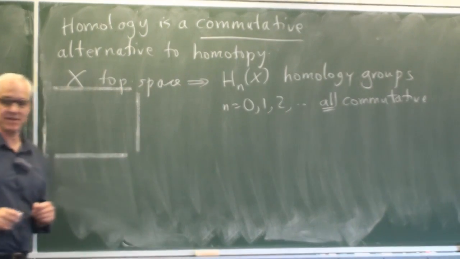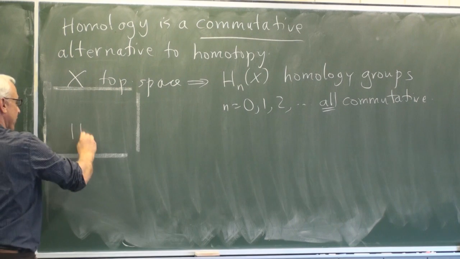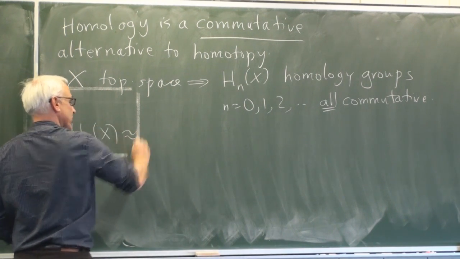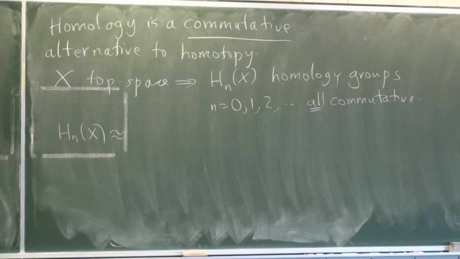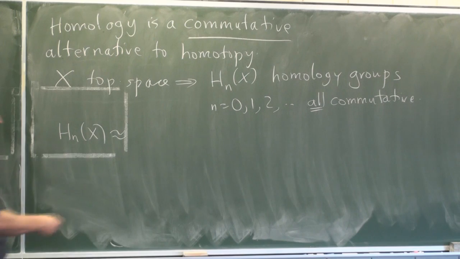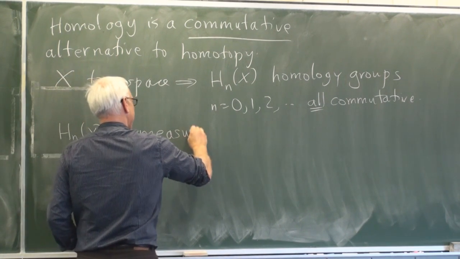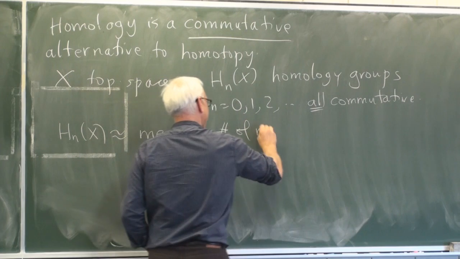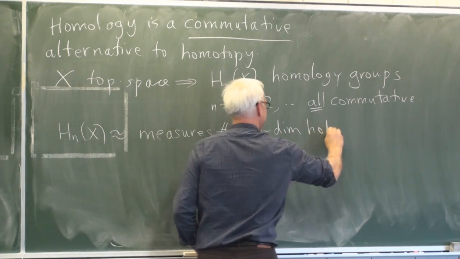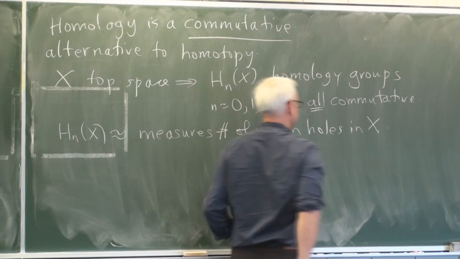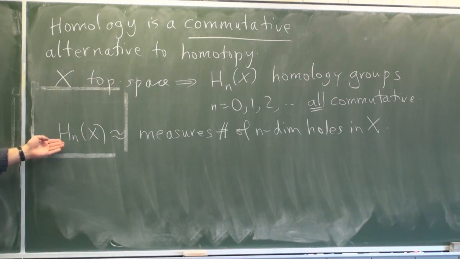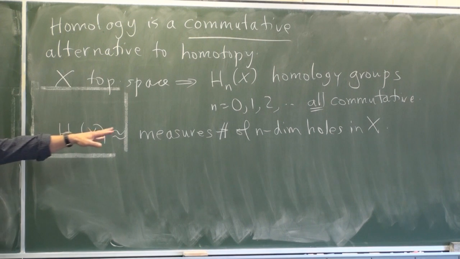And in a very loose sense, H sub n of X somehow measures the number of n-dimensional holes in X. The idea being that we can try to compute these things in a somewhat algorithmic computational way, even if we can't picture the space X or we have only a dim idea of what n-dimensional holes might actually be.